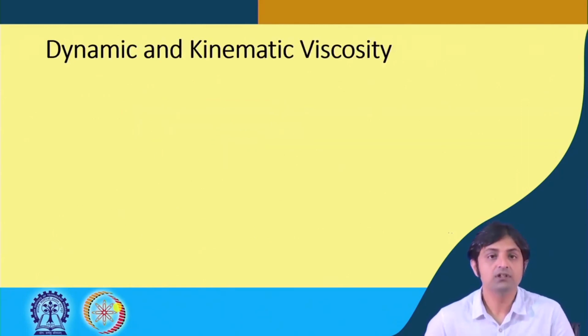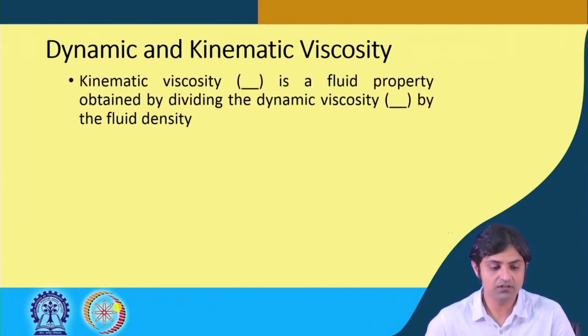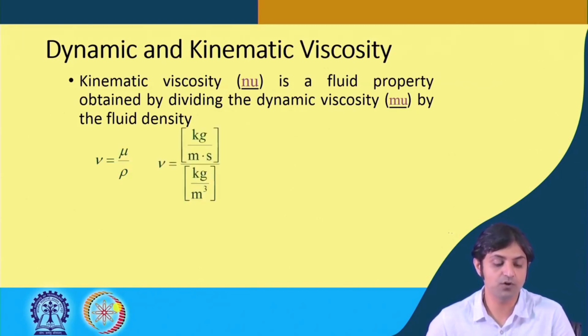So, now as we briefly touched on dynamic and kinematic viscosity. Kinematic viscosity, also called nu, is a fluid property obtained by dividing dynamic viscosity mu by fluid density. So, mu and nu are related by fluid density as given below. Nu is mu by rho, and if we write it in terms of unit, we get nu as meter square per second, as we have seen in the slides at the beginning of this lecture.